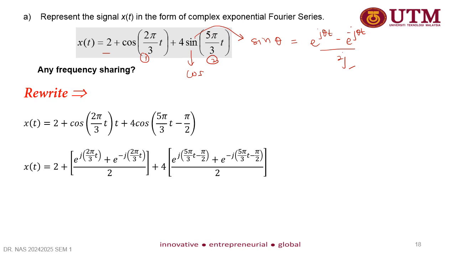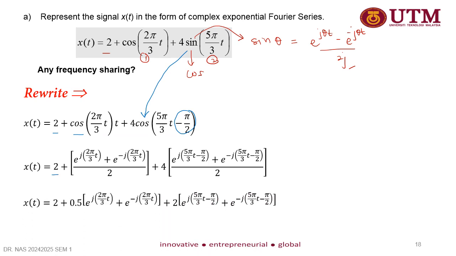Okay, so when you rewrite, this is the first component, a cosine function, and then plus, when you convert the sine function into cosine function, you'll be having a phase shift of negative pi over 2. Okay, so now convert each of the components into exponential form.